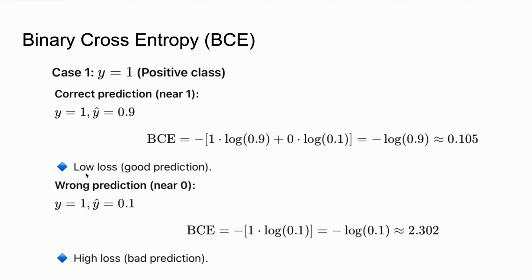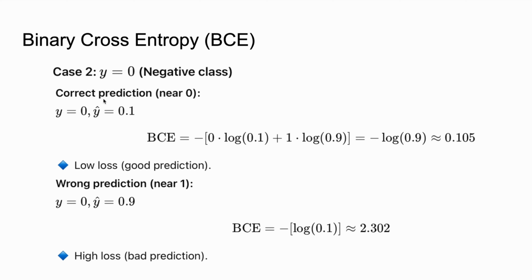That's understandable because the prediction is correct. And what if the prediction is wrong? Here we have a y hat of 0.1. That means this is a wrong prediction because it's near to 0, and the actual output is 1. If you put all these values in, you'll get 2.302. That means the loss is high, which means a bad prediction.